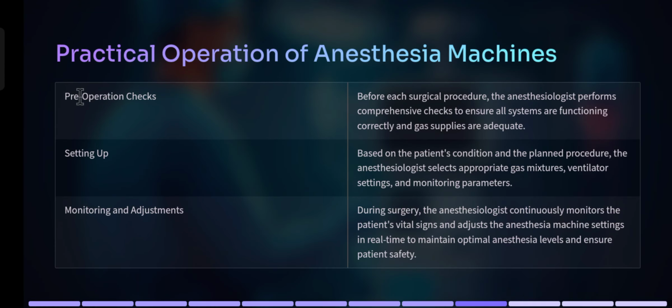Slide 8. Practical operation of anesthesia machines. Pre-operation checks. Before surgery, the anesthesiologist conducts checks to ensure all systems function correctly and that gas supplies are adequate. Setting up. The anesthesiologist selects appropriate gas mixtures, ventilator settings, and monitoring parameters based on the patient's condition and the procedure. Monitoring and adjustments. Continuous monitoring of the patient's vital signs during surgery allows for real-time adjustments to anesthesia machine settings to maintain optimal anesthesia levels and ensure safety.